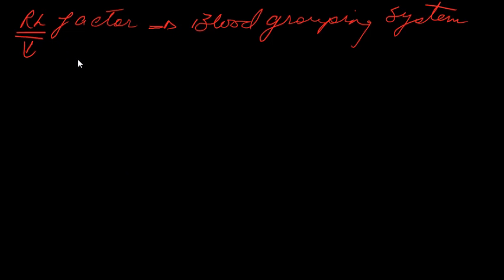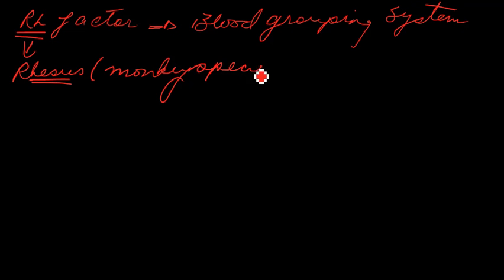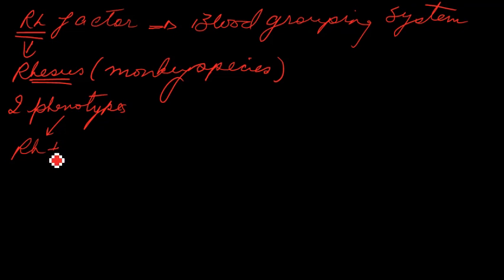So what is the Rh factor? It is so called because it was first discovered in monkeys, and this was the monkey species it was first discovered in, and so it's referred to as that, and there is no other significance to that Rh abbreviation. Now there are two kinds, two phenotypes, if you want to refer to them that way, and these two phenotypes are Rh positive and Rh negative.